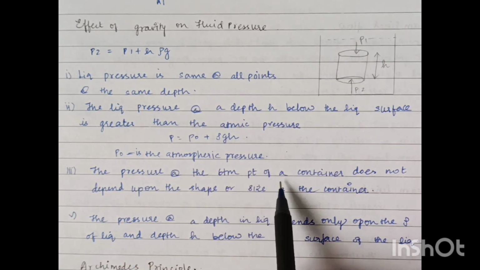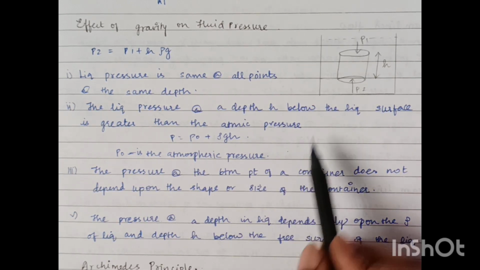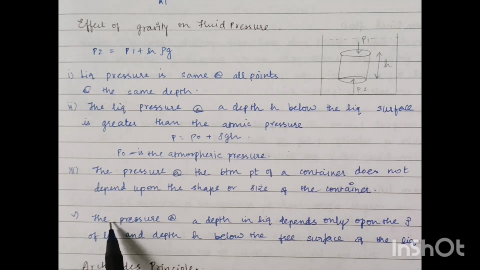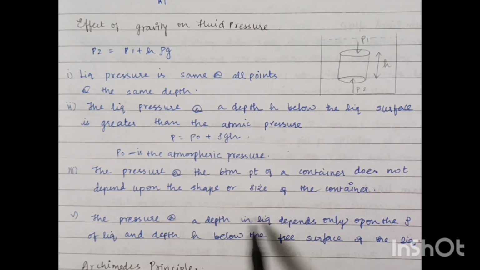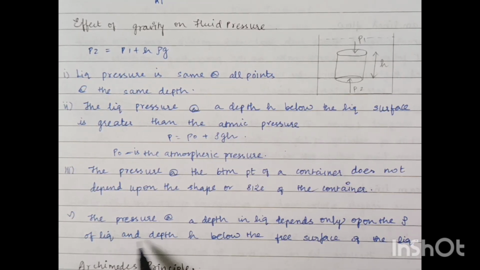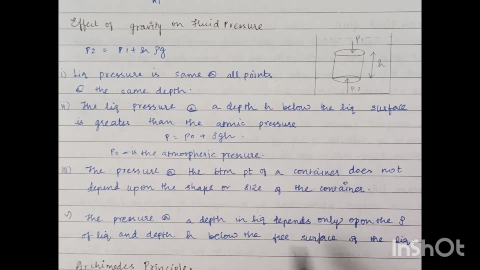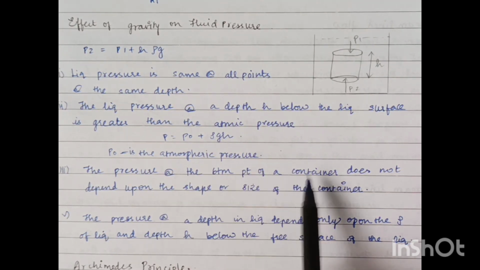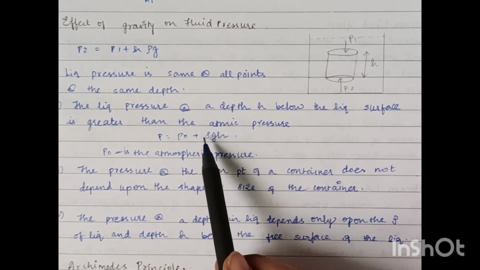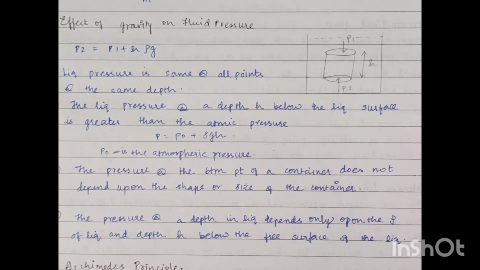The pressure at the bottom of the container does not depend upon the shape or size of the container. Whatever may be the shape or size of the container, it does not depend upon it. The pressure at a certain depth in a liquid depends only upon the density of the liquid and the depth h below the free surface of the liquid. So we have said the pressure at the bottom is not dependent upon the shape or size, but it is dependent upon the density of the liquid and depth h below the free surface of the liquid.